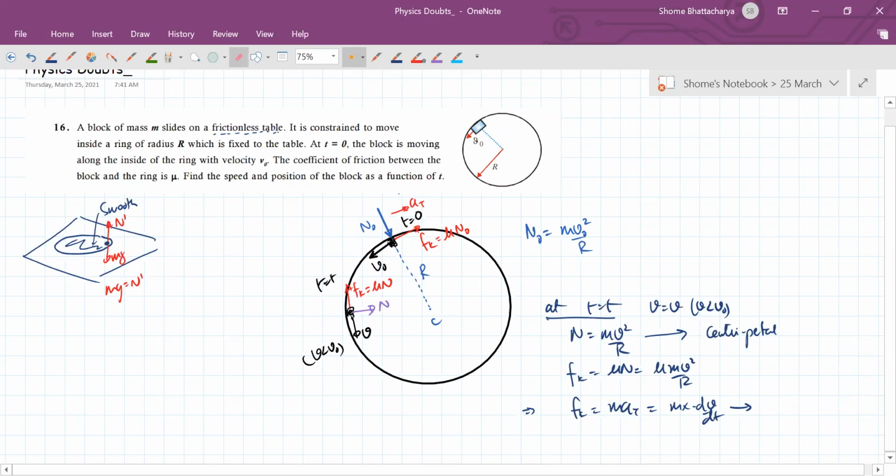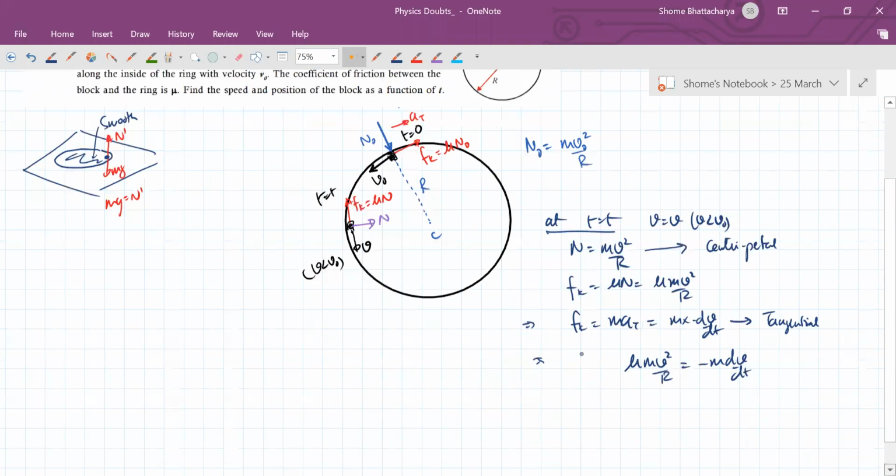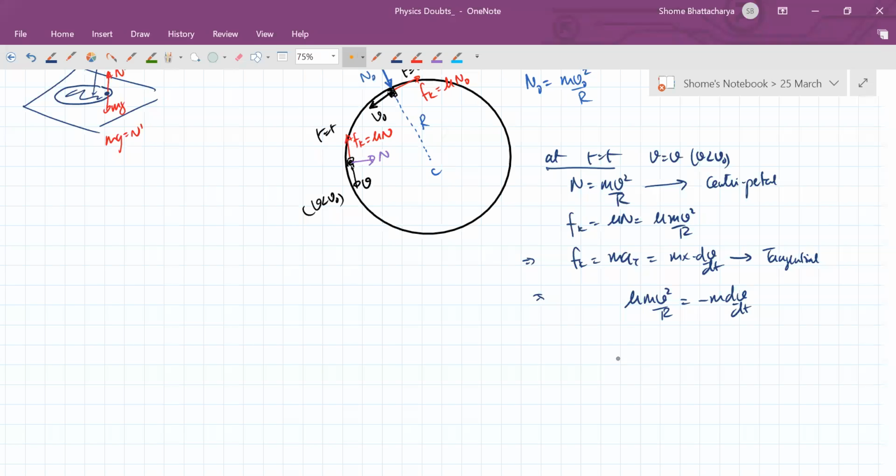So this equation only will give us v as a function of time. That's what we want to find out now. Find the speed and position as a function. So we'll start with v. So kinetic friction is μmv² by r. That will be equal to minus m dv by dt. So dv by dt is equal to minus μv² by r.